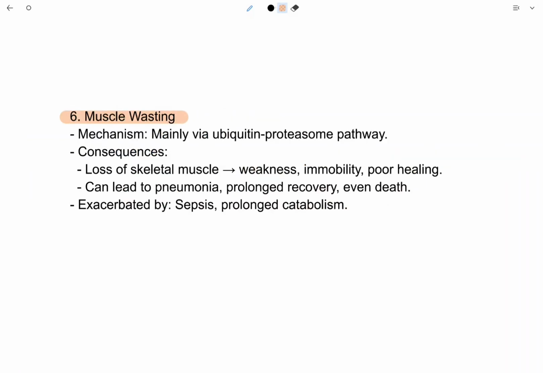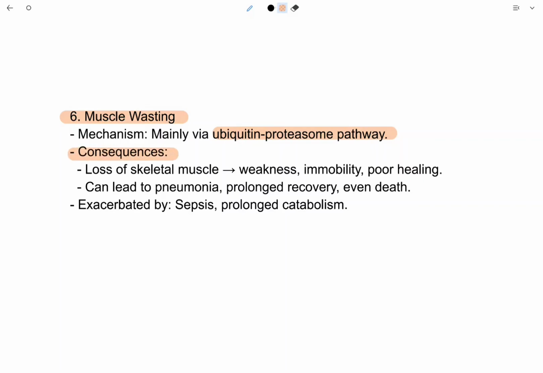Muscle wasting mechanism via the ubiquitin proteasome pathway. Muscle wasting takes place via the ubiquitin and proteasome pathway. It is a process in which some proteins are tagged with ubiquitin and degradation takes place with the help of the proteasome.